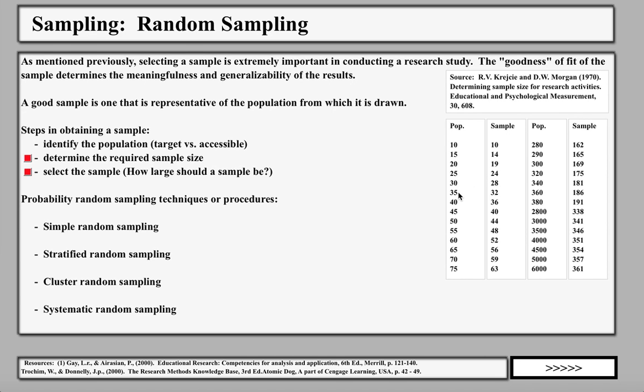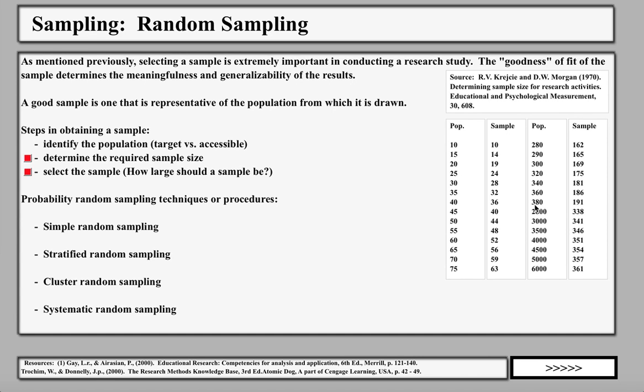So you can see if the population size is relatively small, like 35, you need to sample 32 of those. And as you go down, if the population is 75, then you need to sample 63. And then I took some other pieces of the chart. So here the numbers go up a little bit. If the population is 280, the suggested sample is 162, and 290, 165, and so on.